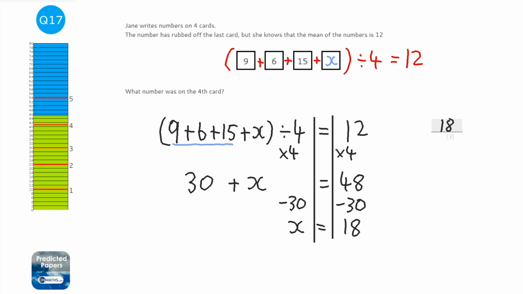So 9 plus 6 plus 15 plus 18 is going to be 48. 48 divided by the amount of numbers, which is 4. So 48 divided by 4 is 12. So that's my answer. Now, you could have done that through just trying different numbers out, but imagine in the exam, maybe the numbers are going to be a lot bigger. So this method is probably the quickest, but there are other methods, other ways of doing it.